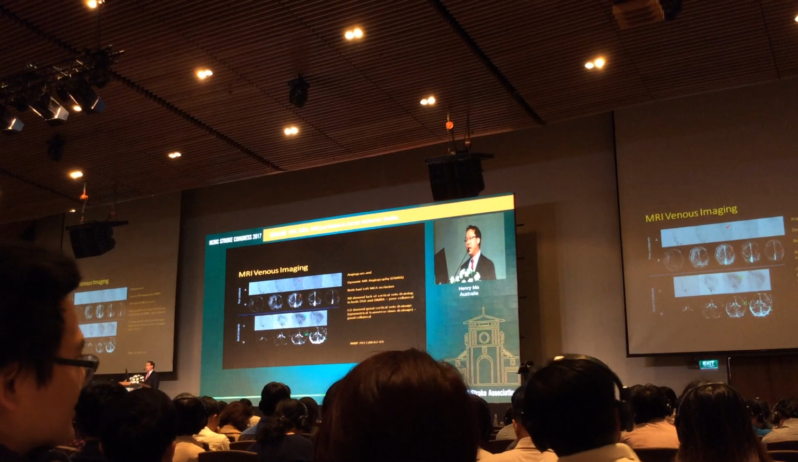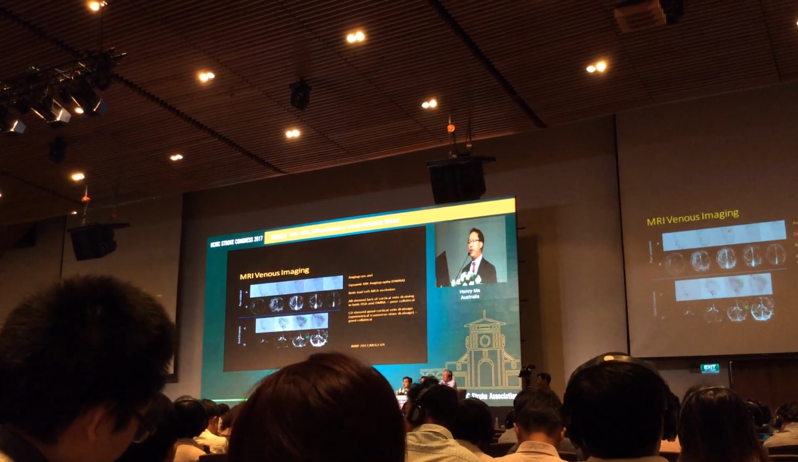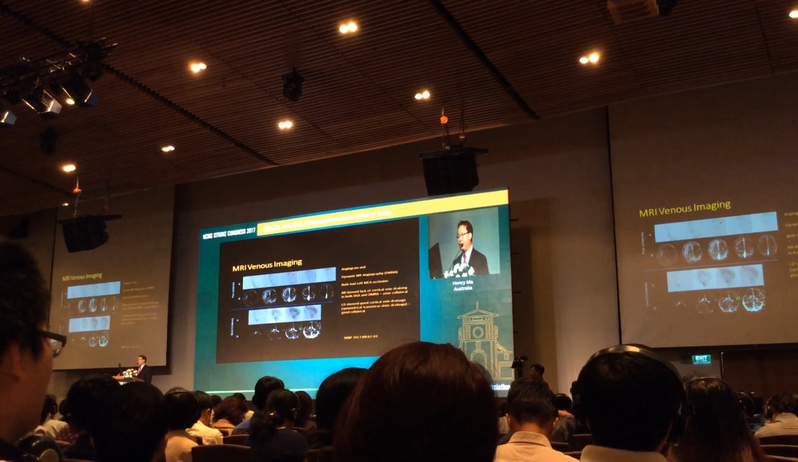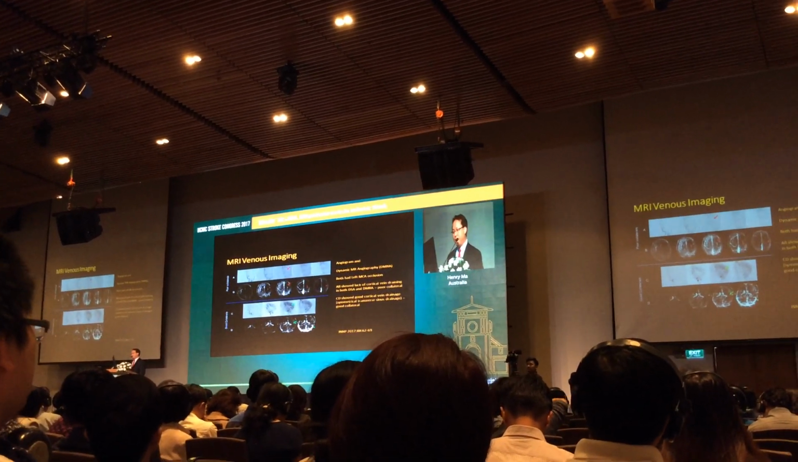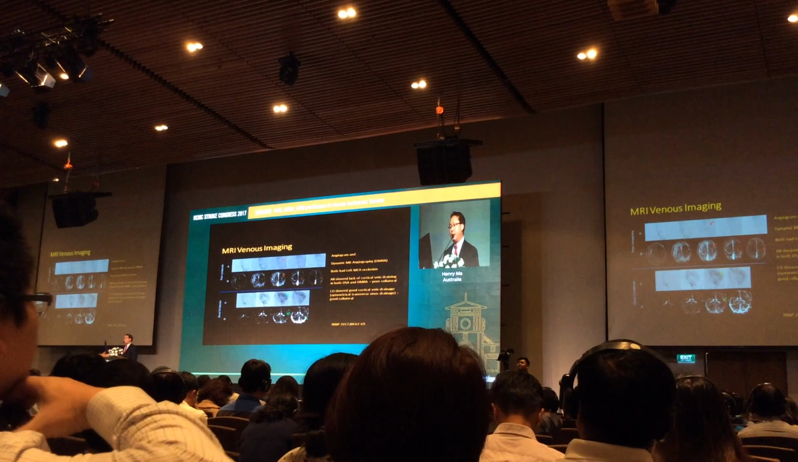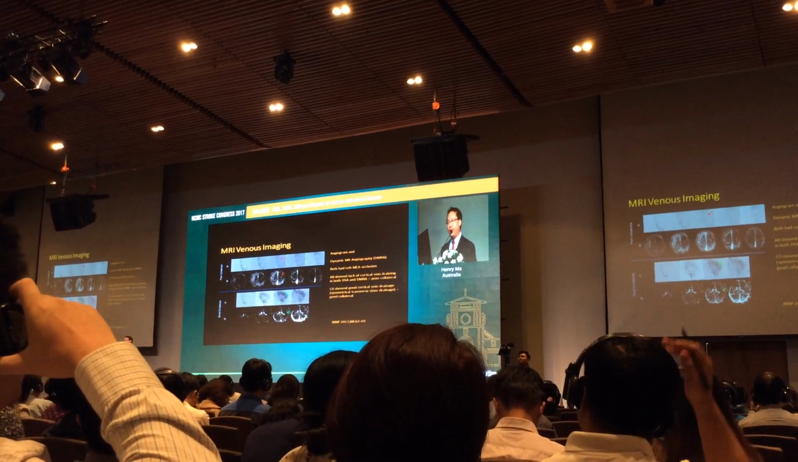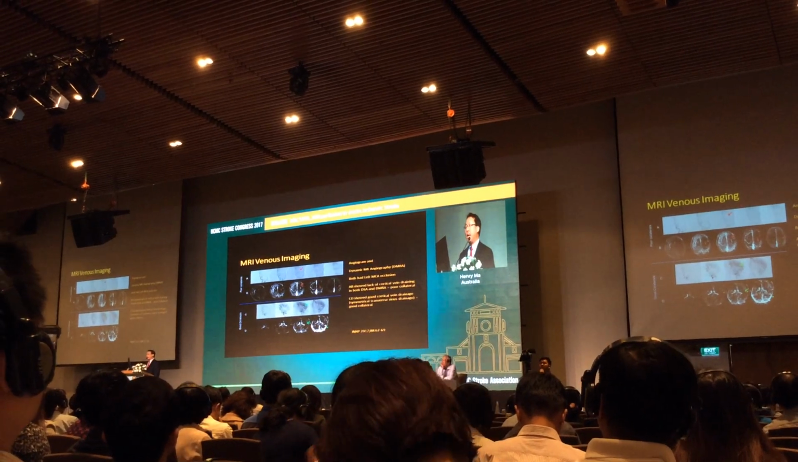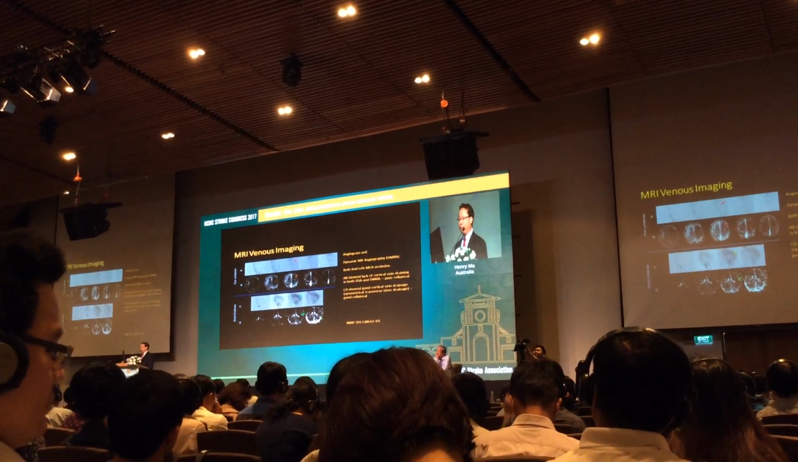Lastly, there's a new MR venous imaging where you can see the venous flow on slide B compared to DSA on slide A. What the venous imaging can show you is the grading of the collateral circulation, hence prognosis and outcome.